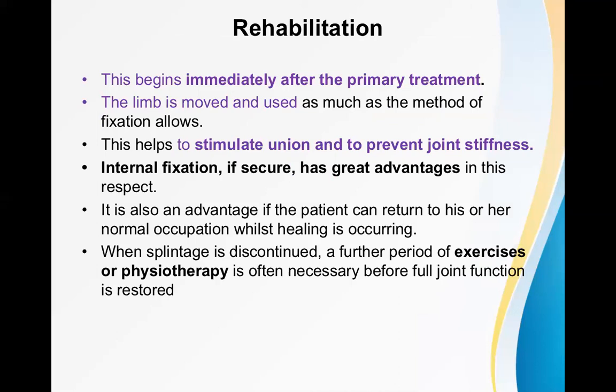At the same time, the fracture is immobilized. The limb is moved and used as much as the method of fixation allows. If we have done internal fixation, it is much easier and much earlier. This helps to stimulate the union and to prevent the joint stiffness. Now remember one thing, if the patient starts to bear weight up to a certain level, it will stimulate the fracture union, and if the patient moves around, it will prevent the joint stiffness.